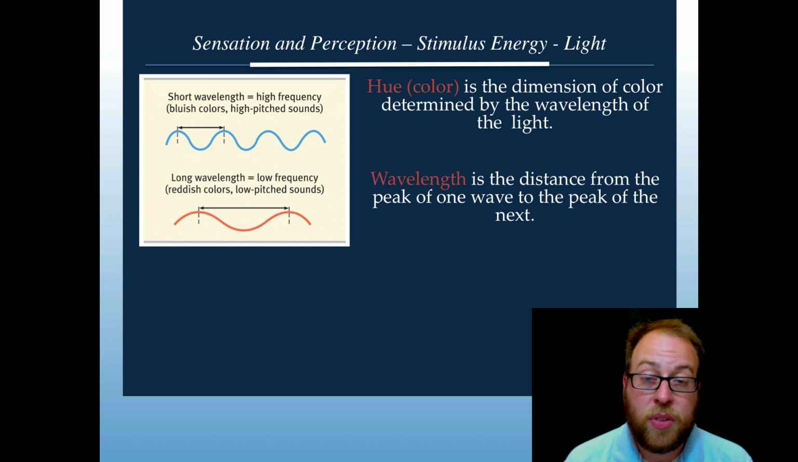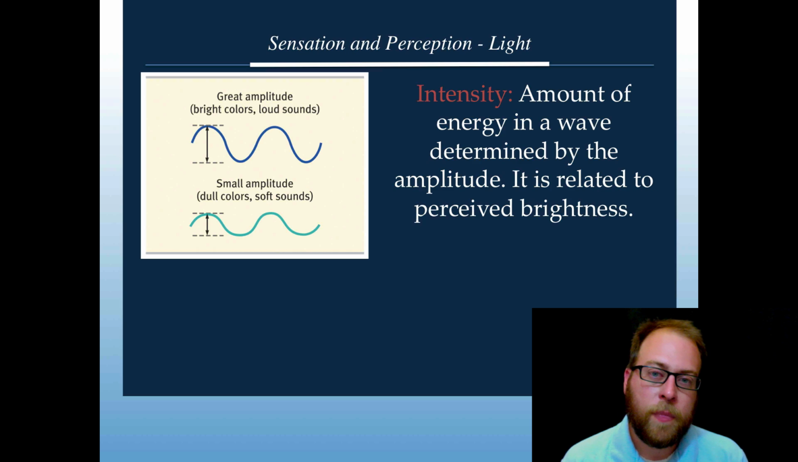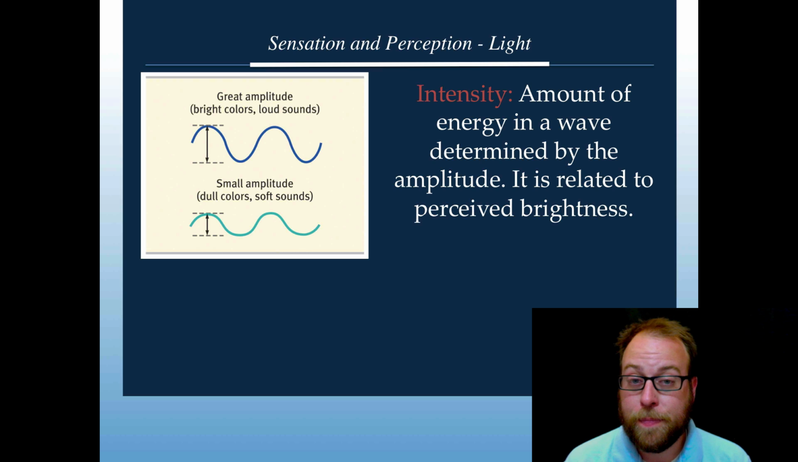In the case of light, the wavelength, or the distance from peak to peak, determines the hue, or the color that we perceive of that light. Shorter wavelengths represent bluer colors, whereas longer wavelengths represent redder colors. But the amplitudes of the wave also matter. Higher amplitude waves are more intense and are perceived as brighter. Lower amplitude waves are less intense and are perceived as more dim.